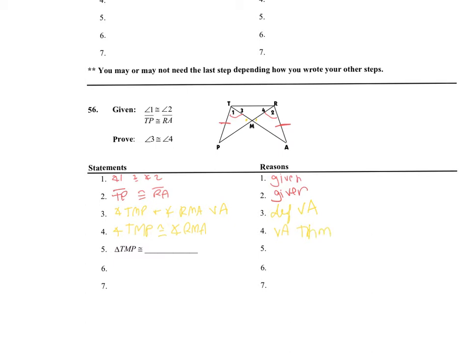And so now I can say that I have this congruent to that. If we look at what we have there, we have an angle and an angle and a side. And so what we're going to be able to say in the next step is that triangle TMP is congruent to triangle RMA, and that is by angle, angle, side.